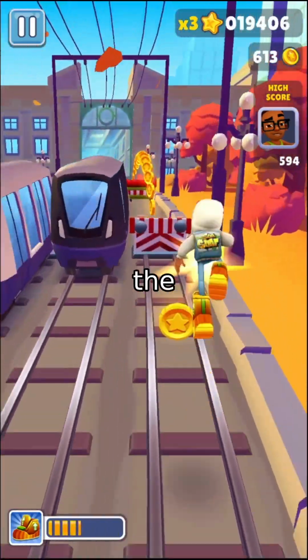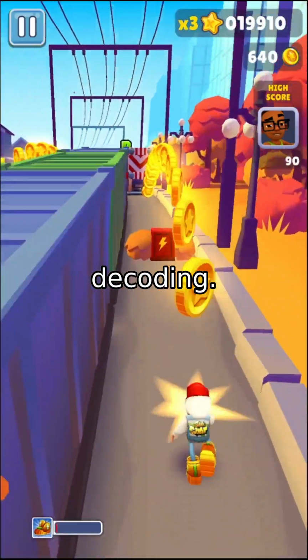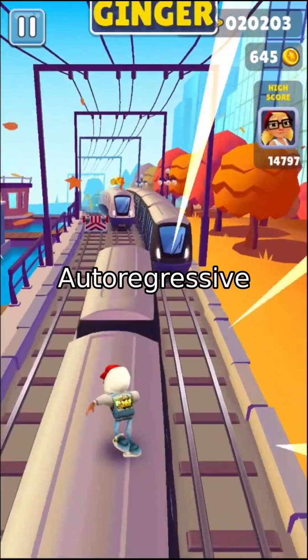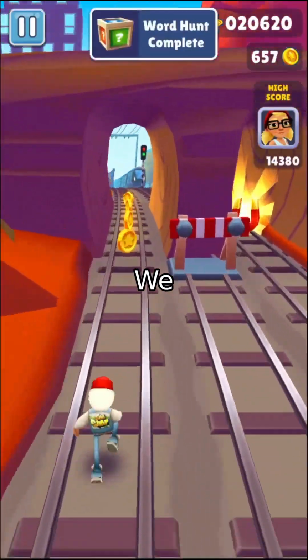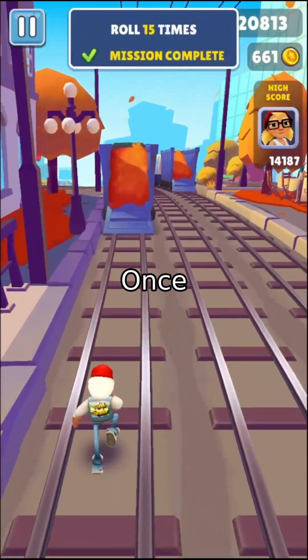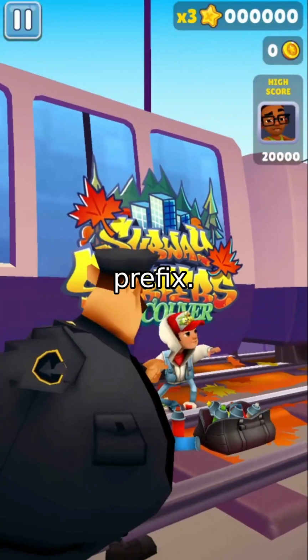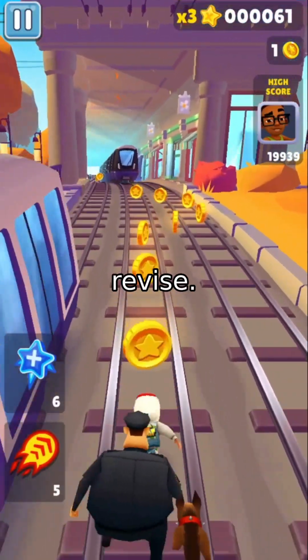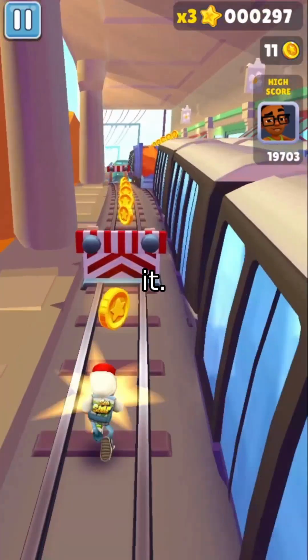The standard approach across the field: treat it like text generation. Use autoregressive decoding. But here's the catch. Autoregressive models suffer from a fundamental architectural flaw when dealing with combinatorial spaces. We call it early commitment. Once the model locks in its first few tool choices, it's mathematically constrained to follow that prefix. It can't look back and it can't revise. And no amount of temperature scaling, nucleus sampling, or beam search fixes it.